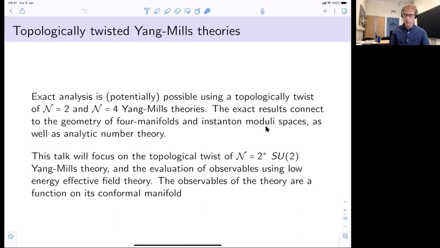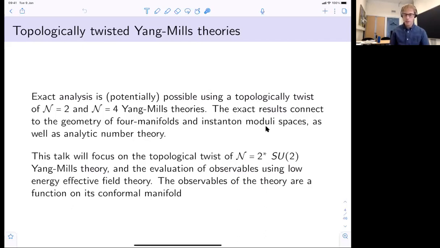As I said, I will focus on a theory known as N=2* Yang-Mills theory and restrict to gauge group SU(2). And the main aim of our project was to evaluate observables using the so-called low energy effective field theory of this theory. And what is special about N=2* is that it in a sense interpolates between the two well-known theories, the so-called pure N=2 theory, where we just have the N=2 vector multiplet, and the N=4 theory, where we have the N=4 vector multiplet. I will say a bit more about this later.